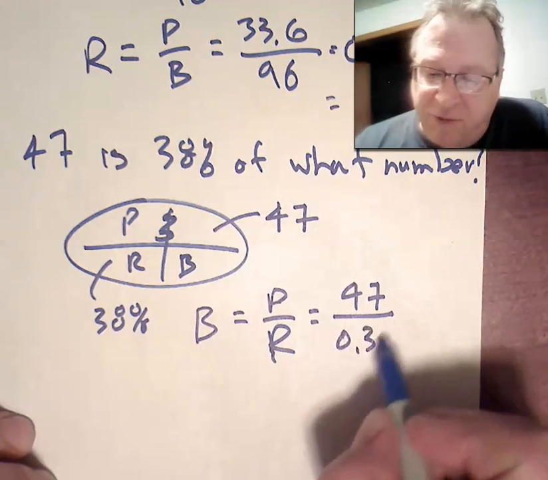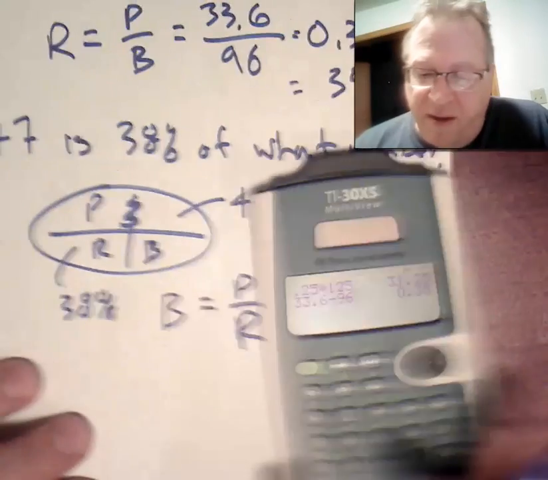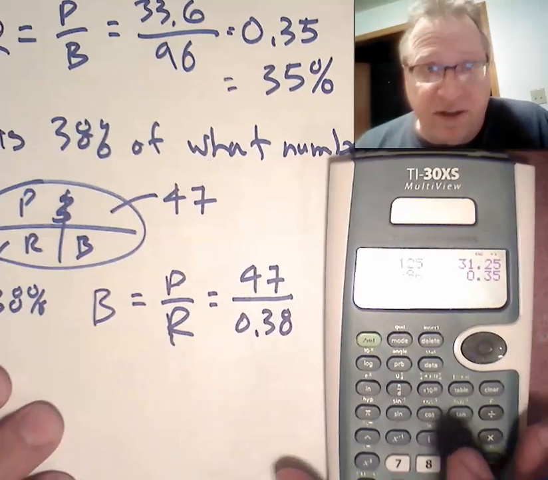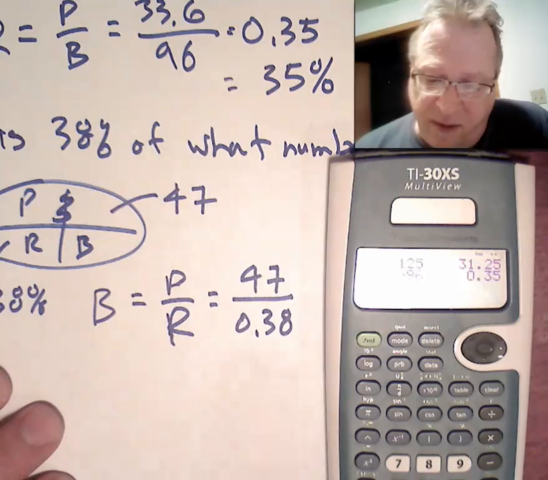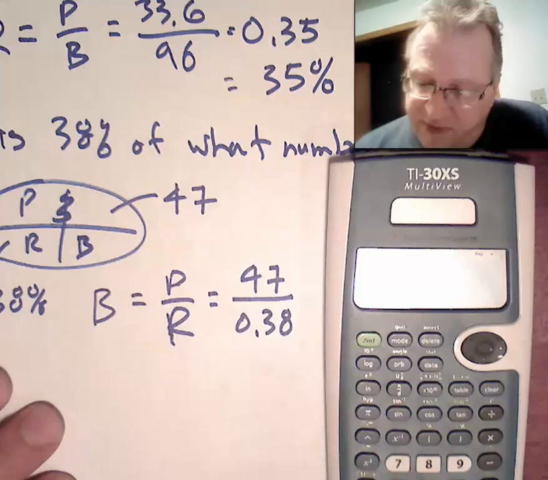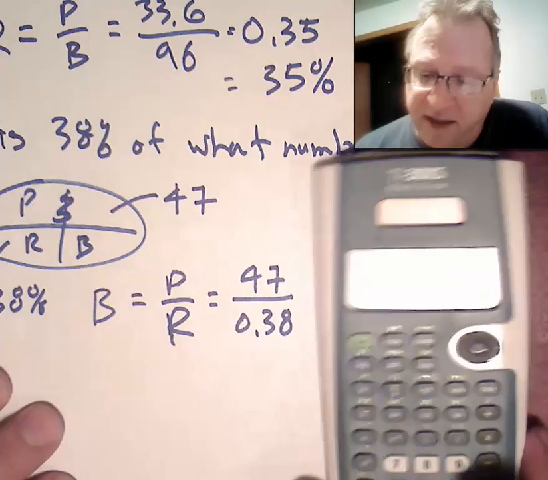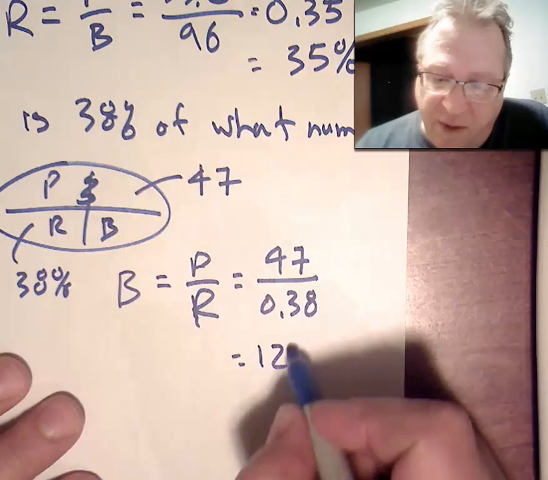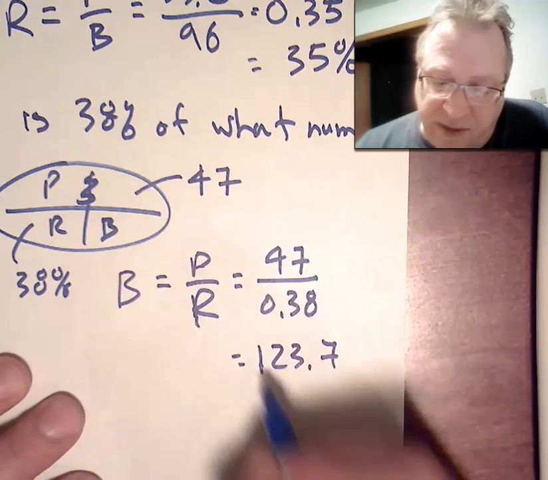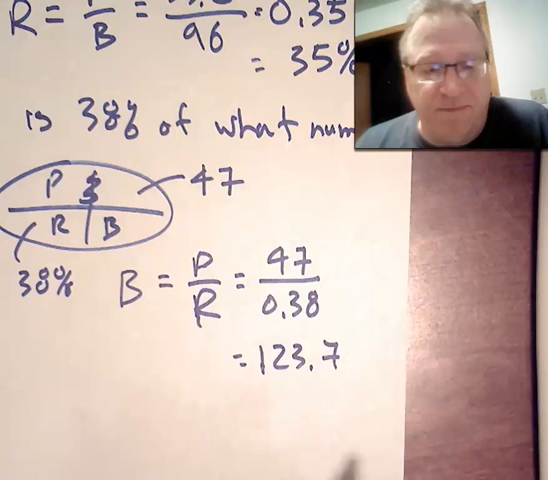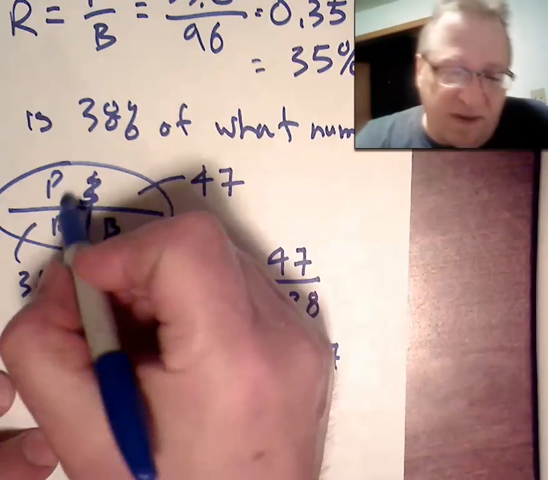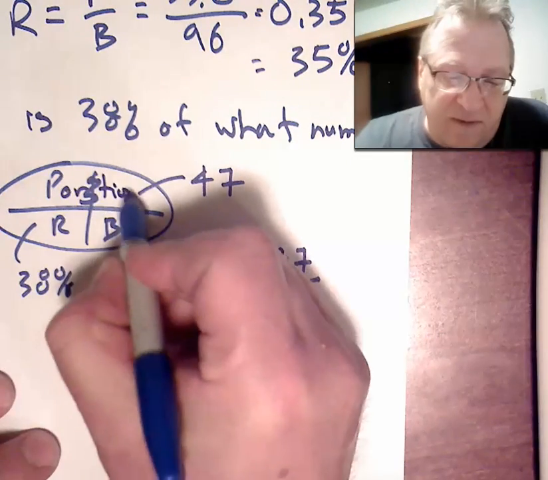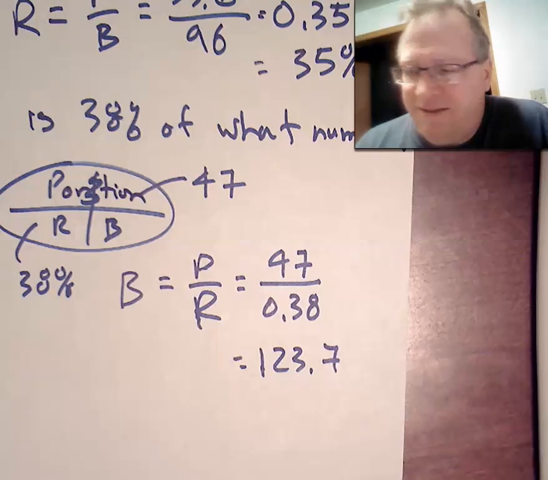That makes 0.38. Now we do the math with our fancy calculator, and we type clear, and 47 divided by 0.38 is equal to 123.7. Voila, the portion equation. I got more.